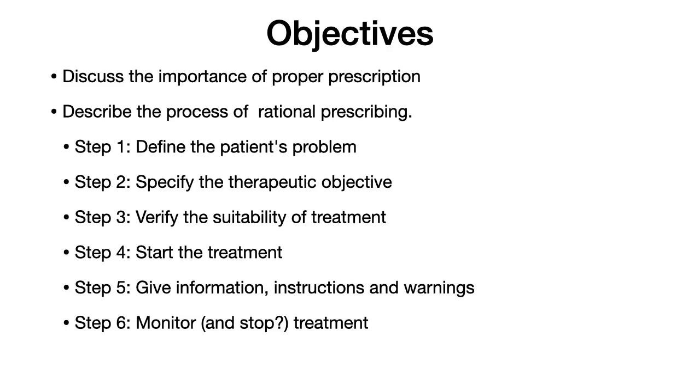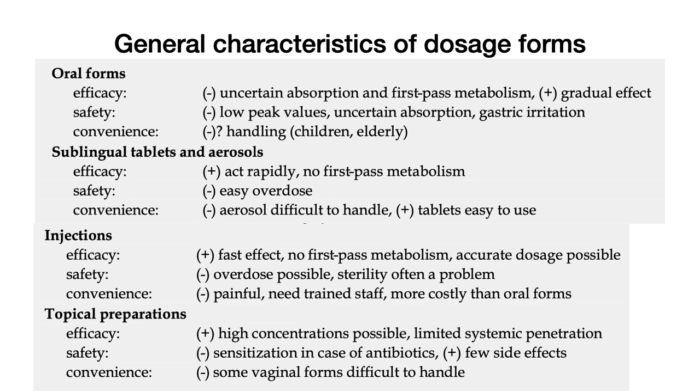Objectives of this session: to discuss the importance of proper prescription, and then to discuss the prescribing process by defining the patient problem, specifying the therapeutic objectives, verifying the suitability of treatment, starting the treatment, giving information to the patient, and then monitoring the patient. In the last session, we concluded that we select drugs based on efficacy, safety, convenience, and cost.